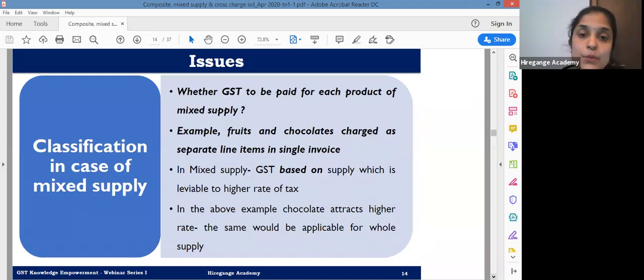Next, whether the GST has to be paid for each product of the mixed supply, I would say that we need to pay on the entire price which is being charged.